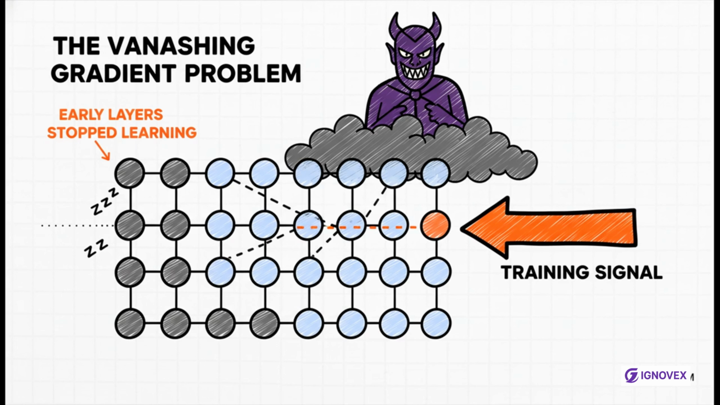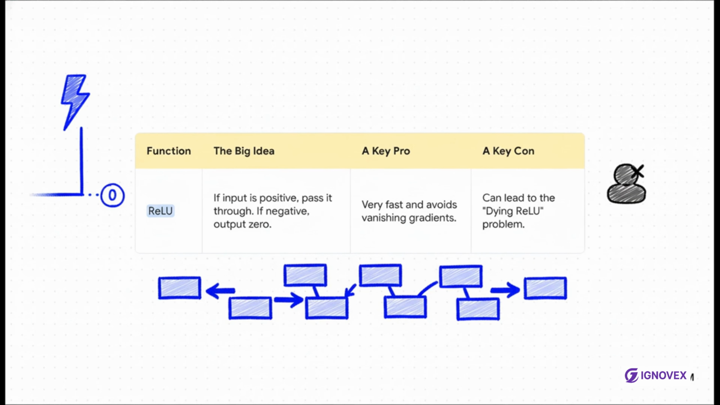Seriously, imagine you're whispering a secret down a long line of people. By the time it gets to the end, it's just a garbled mess, right? The vanishing gradient problem is a lot like that. As the learning signal tried to travel backward through a really deep network, it got smaller and smaller and smaller with each layer, until it basically disappeared. It just vanished. This meant the earliest layers of the network completely stopped learning. It was a huge roadblock for AI. And then along came our hero, ReLU.